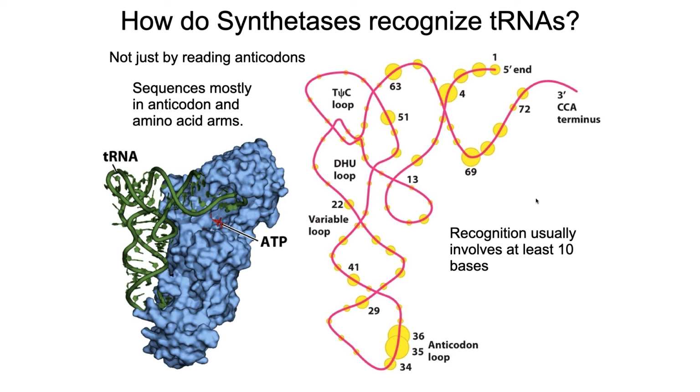Now, one might think that the majority, the real way, or the only way that it differentiates one transfer RNA from another is at the anticodon. And you'll see here these yellow circles. The bigger they are, the more likely they are being used by tRNA synthetases to differentiate one from another. But you can see there's all sorts of other areas on a tRNA that synthetases use to differentiate between the 32 different tRNAs.